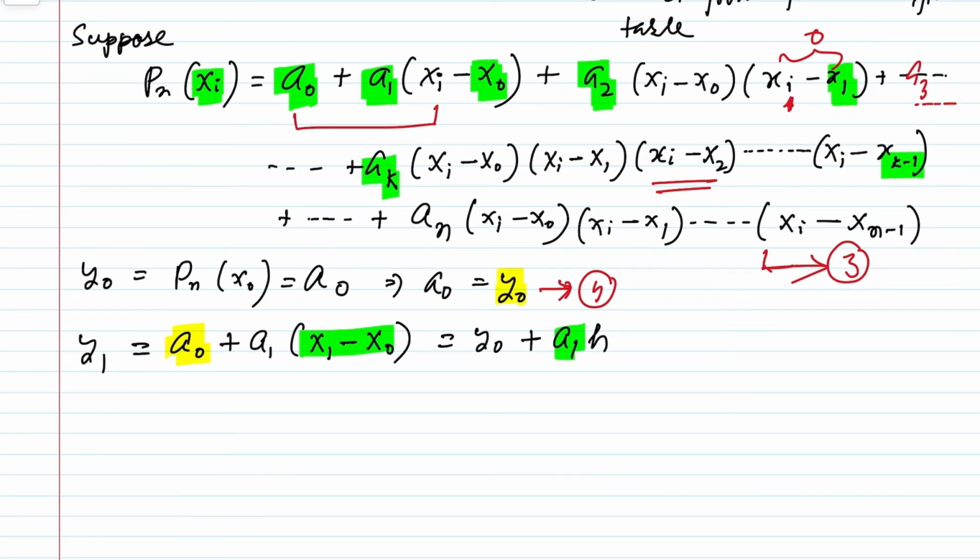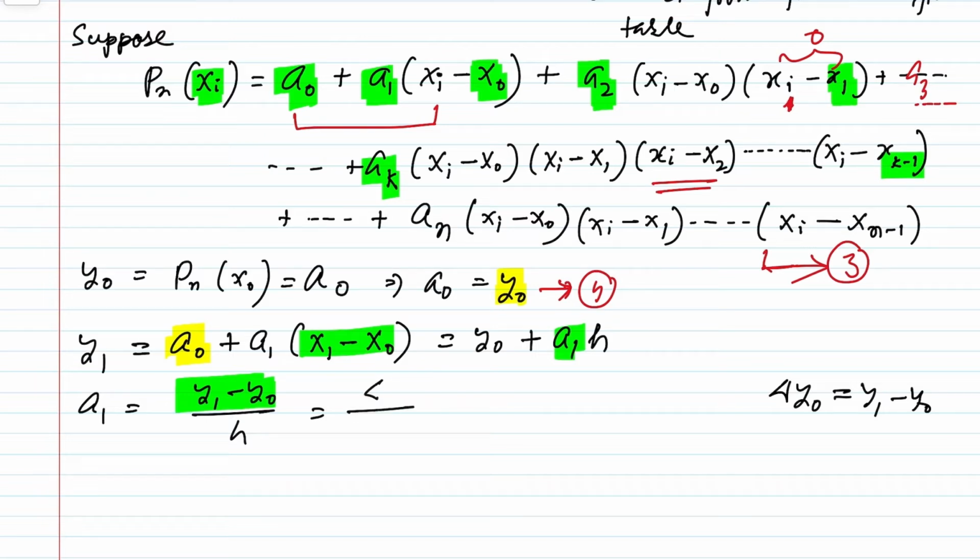Let me scroll down the page. So from here we will get a1 is equal to, if you simplify this, y1 minus y naught by h, and we know that if you construct a forward difference table, we have already got that del y naught is equal to y1 minus y naught. So it can be replaced by del y naught by h. Okay, this is equation number 5.